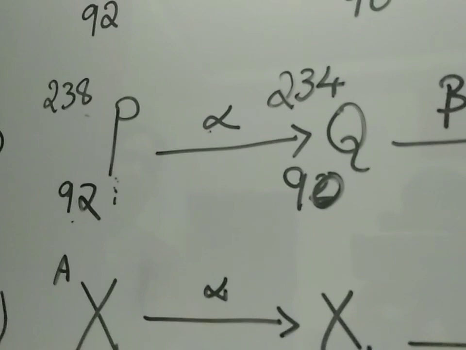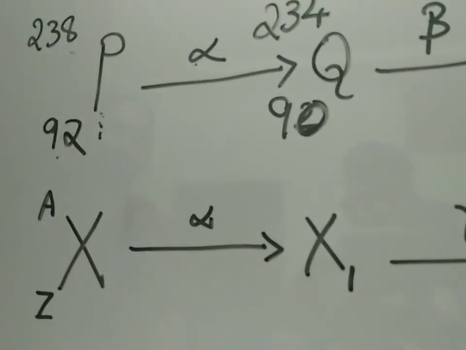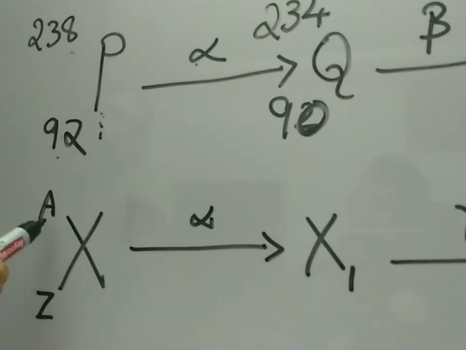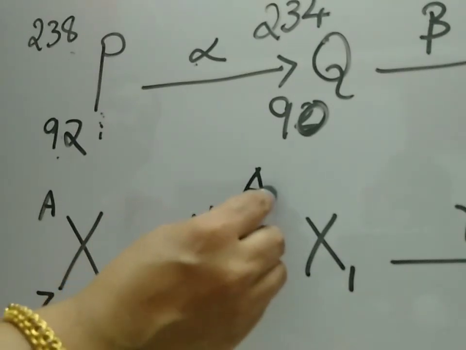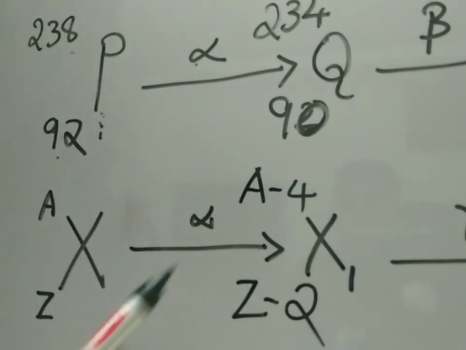Here the values are not given. X, A, Z. Values are not given. So you have to just write the formula. No need to subtract or add from the values. Here you can see alpha emission. For alpha emission, what will happen to mass number? Mass number is reduced by 4. So you have to write here A minus 4. What will happen to Z? Atomic number is reduced by 2. Finish. If a particular value is given, you have to subtract. Otherwise, just write the value.